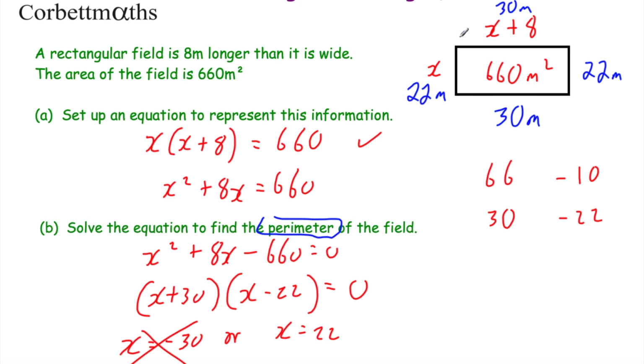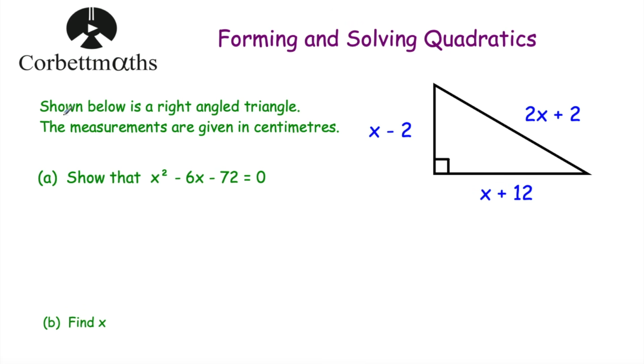So to find the perimeter, we just need to add these up. So we're going to do 22 plus 30 plus 22 plus 30, and we'll see what we get. And that's equal to 104. So that means the perimeter of the field is 104 meters, and that's it. Okay, let's have a look at our next question.